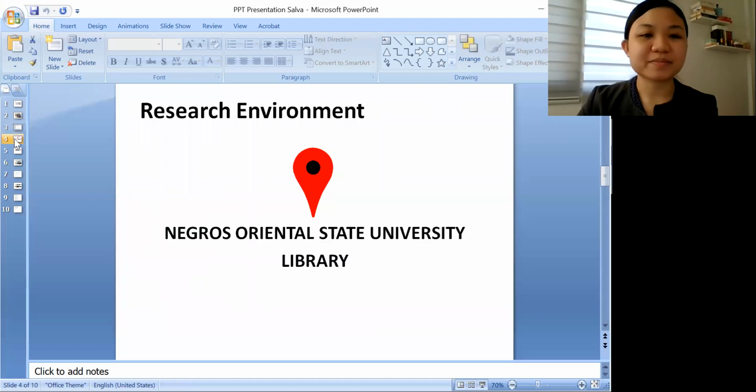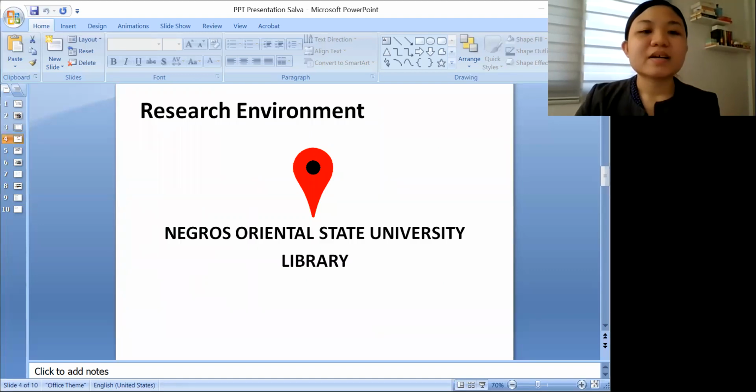Research environment. The study was conducted at the Negros Oriental State University, particularly the NORSU Library. The library is headed by Ms. Colette O. Abicabel, University Librarian, supported by its 17 library staff. The university has 14,000 total number of enrollees, undergraduate, graduate, and postgraduate, for the school year 2020 to 2021.